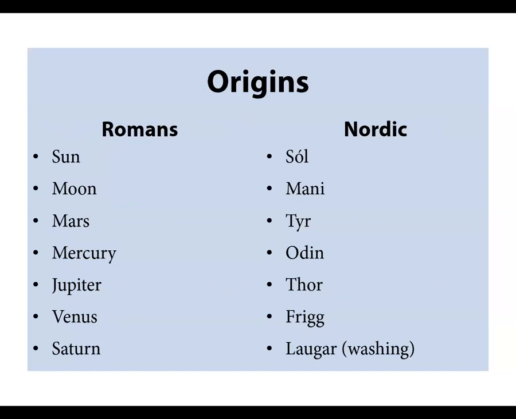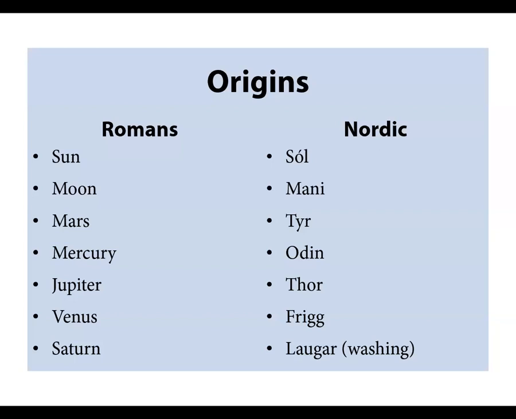So the origins of our 7 days: the sun and the moon, both in the Roman gods as well as the Nordic gods, because they played a very big role, especially if you've watched any of the Viking type shows that are on. They directly affected our England as well.